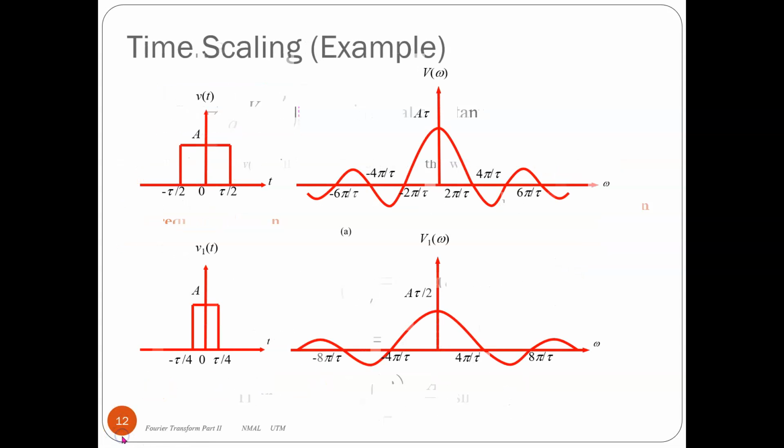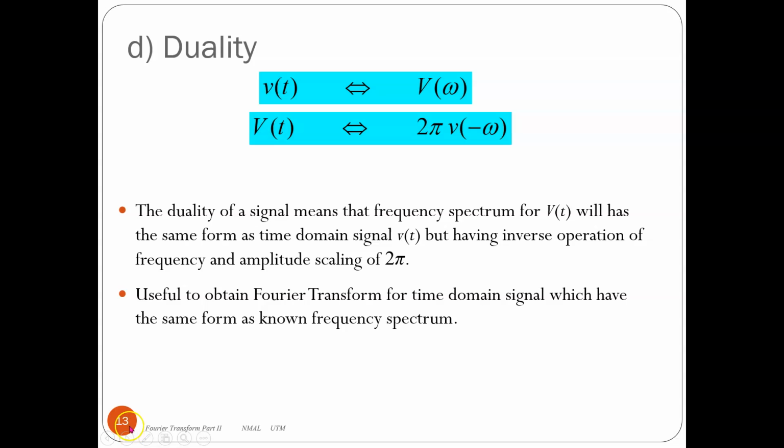Okay, if we see the plotting, the original signal here is given as a rectangular function, and this is the Fourier transform for the rectangular function, which is a sinc signal. And if the signal here is compressed, the Fourier transform for this signal will become expanded. Alright.